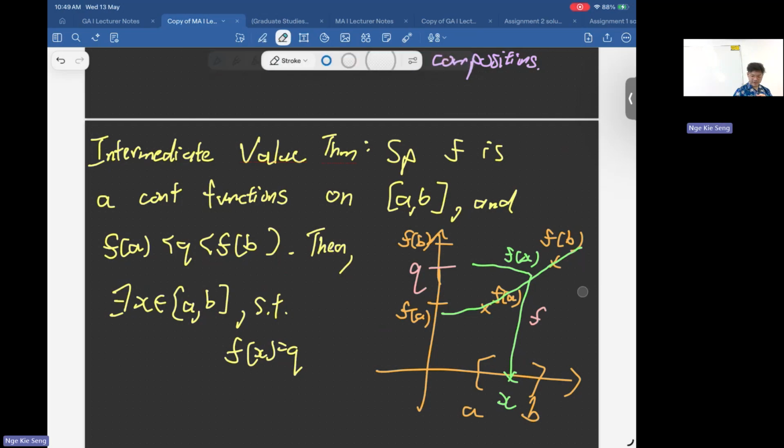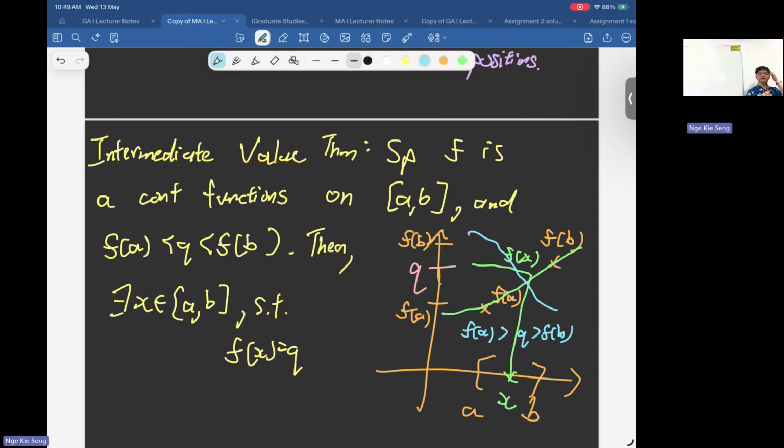So you can turn this intermediate value theorem to the other case where FA is greater than Q greater than FB. Okay, you can prove this case. You can do it as an exercise. Okay, any questions?